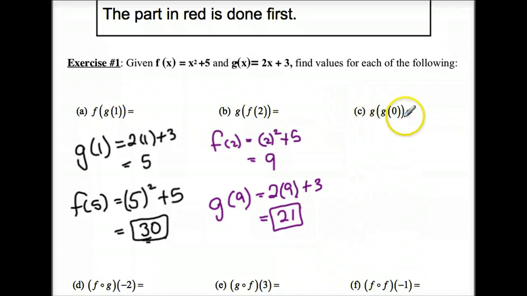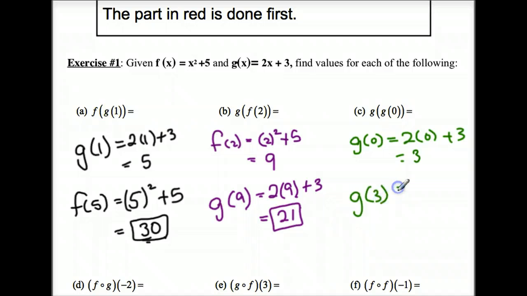So g of g of 0. See? No f involved. I'm using the g function. Again, the same thing. Work inside first. What is g of 0? Using my g function, this becomes 2 times 0 plus 3. 2 times 0 is 0, of course, plus 3 is 3. Now that replaces my inner g of 0, which is 3. Now I want to find g of 3.